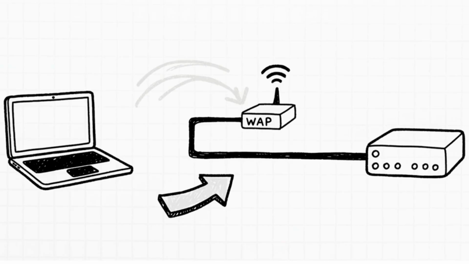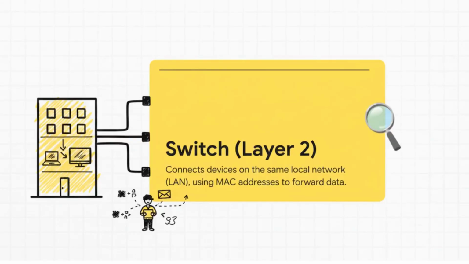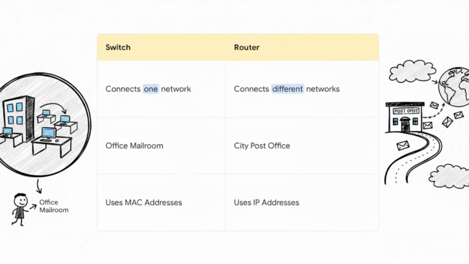Now, if you're on Wi-Fi, it zips through the air as a radio wave to a wireless access point. But whether it travels through the air or through a physical cable, that signal is heading to the exact same place, the local traffic director we call a switch. Think of the switch as the mailroom clerk for your local network. Your home or your office, that's one building. The switch knows every single device inside that building, your laptop, your printer, your phone, and its job is to make sure a piece of data meant for one device gets delivered to the right desk, and it does it instantly.